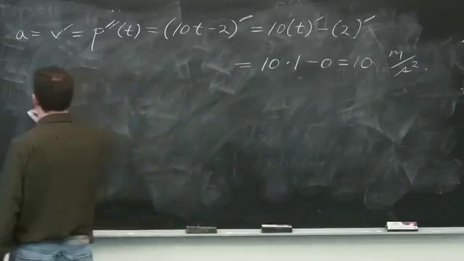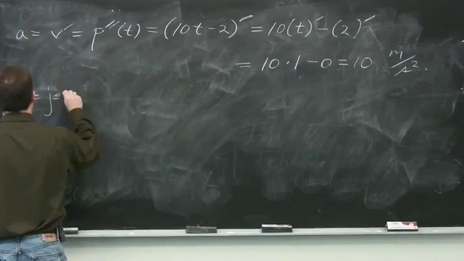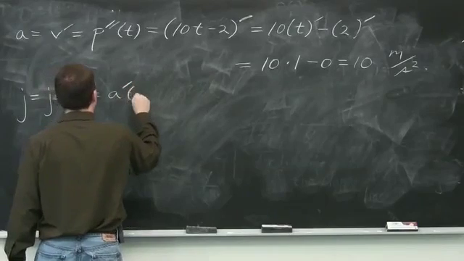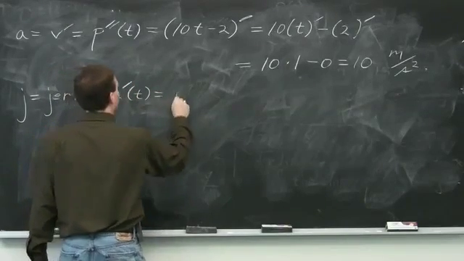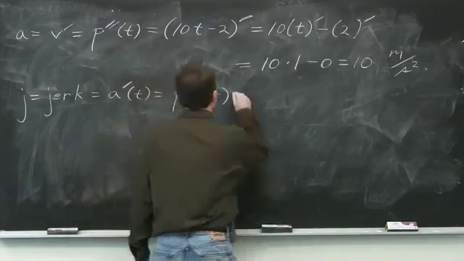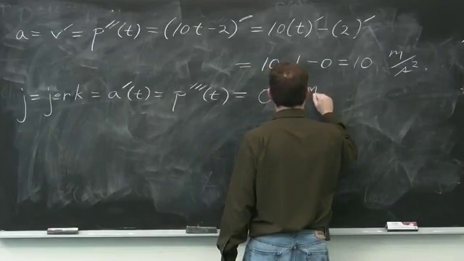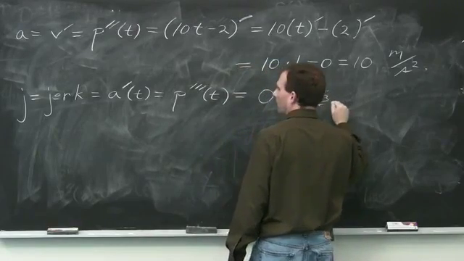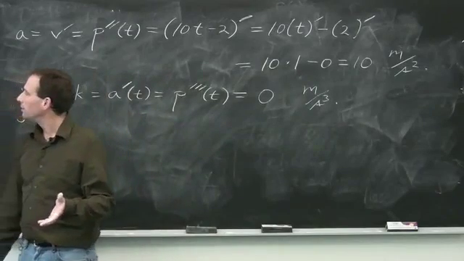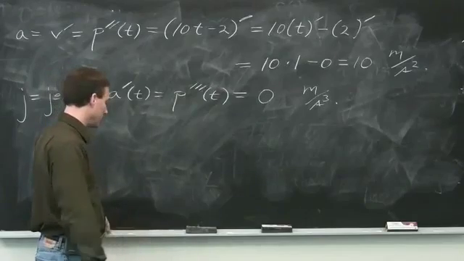And finally, we can calculate the jerk. I guess I'll write a J for jerk. This is the derivative of the acceleration with respect to time. That is the third derivative of position with respect to time. It's the derivative of this 10. It's 0. 0 what? Meters per second cubed. Right. There is no jerk. If you were moving at this rate, you would feel no jerking motion whatsoever.